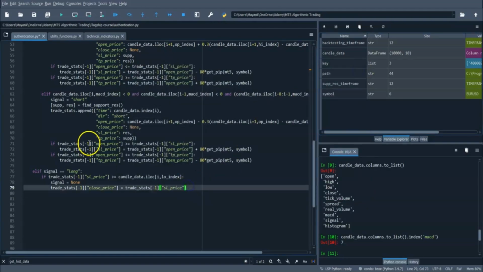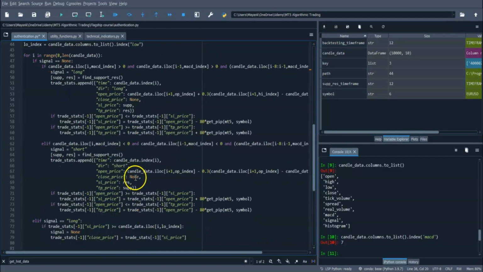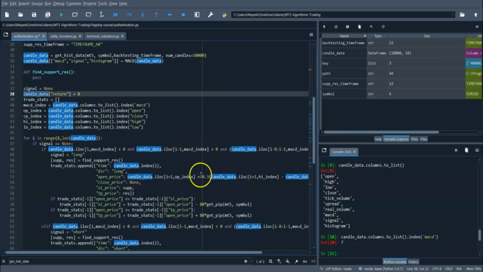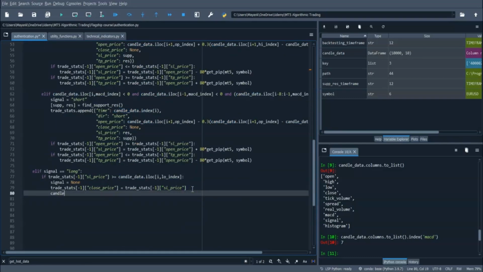So where are we storing this return? We are storing this return in the column called return. And this is the last column because after this we have not created any columns. So you can access this return column in a number of ways. You can use candle data dot iloc[i, return], or you can use iloc and, instead of return, use -1, which refers to the last column. Okay, I'll leave that to you, what you want to use.